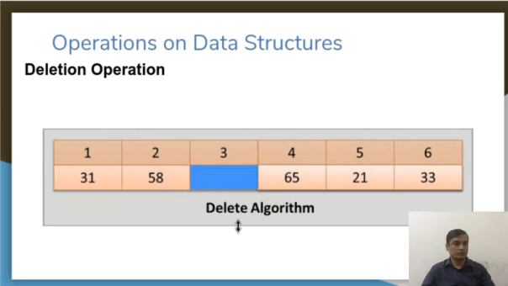So here this is going to illustrate that the element at the third position, the 41, is going to get deleted. Once the 41 is deleted, 65 is going to be moved, 21 is going to be moved, 33 is going to be moved, and the 6th position is going to remain vacant. So that is a simple illustration of how the deletion operation in an array works.